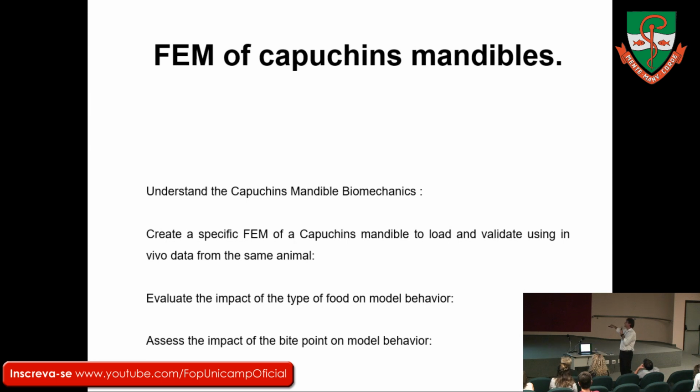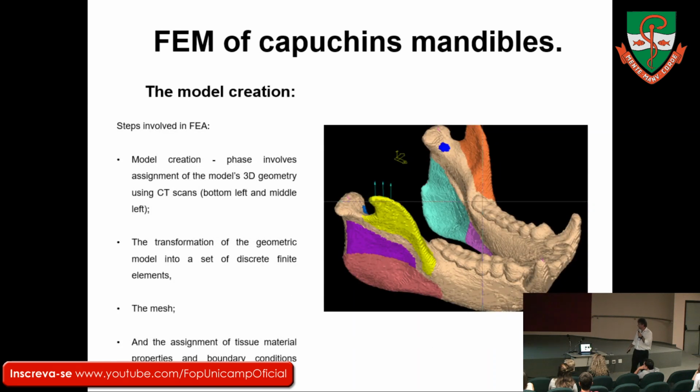Another objective was to evaluate the impact of the type of food on model behavior and assess the impact of bite point on the model behavior. It's a little bit different from the research from Amanda. No, we are not trying to understand the stress and strain regimes in the mandible. We just try to compare. But I think we can do that in the future. So here is the model, right, Callum?